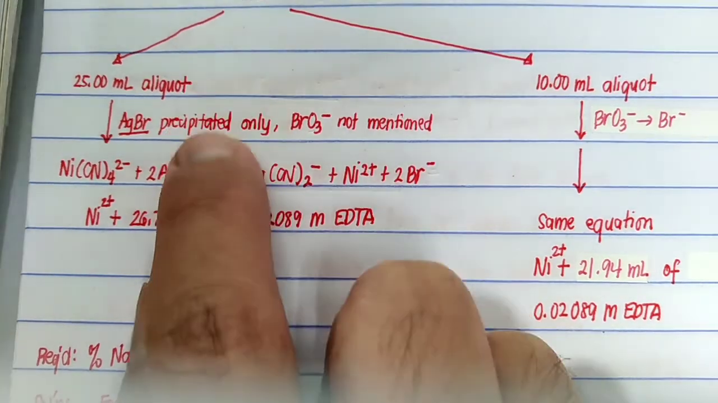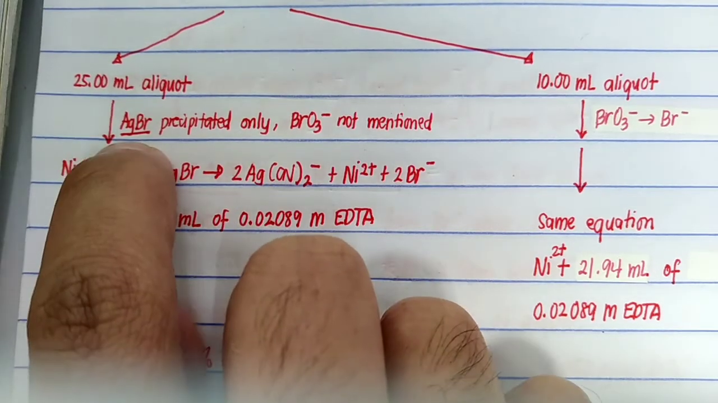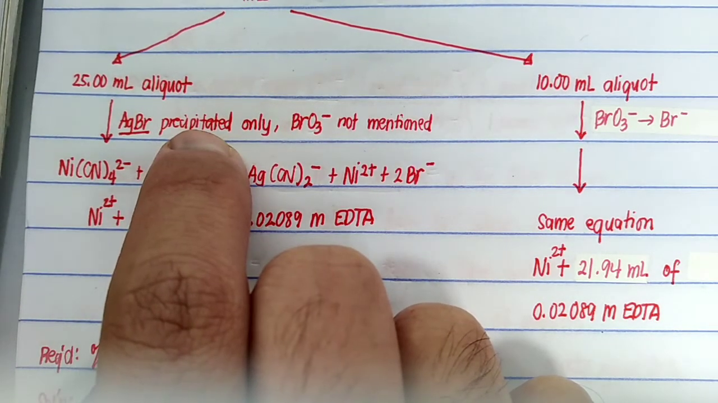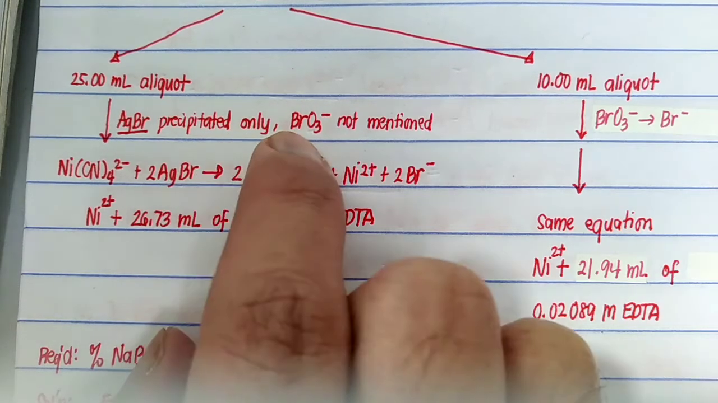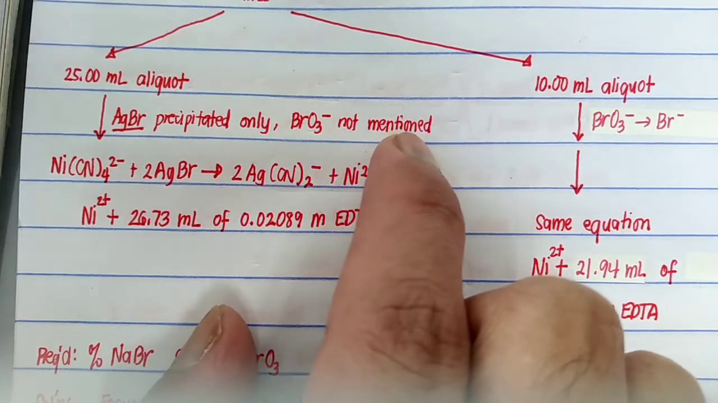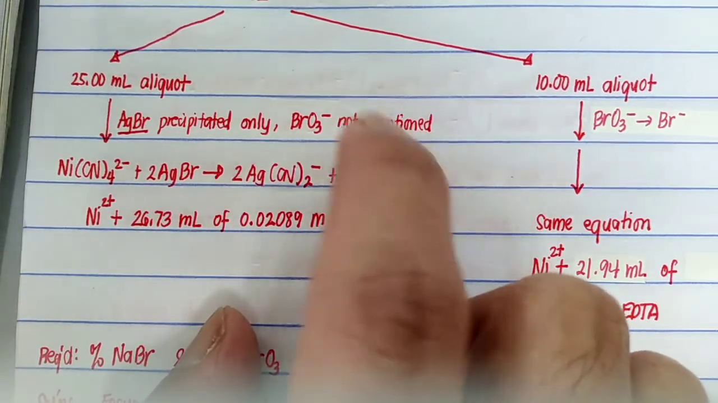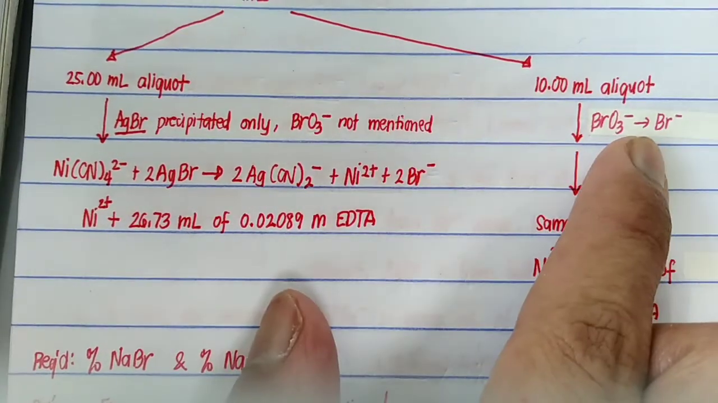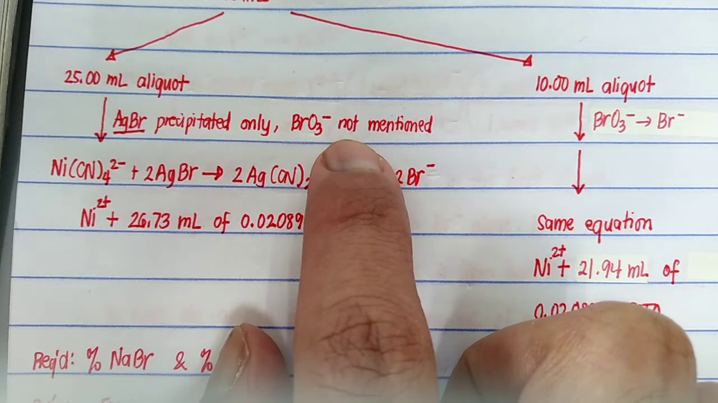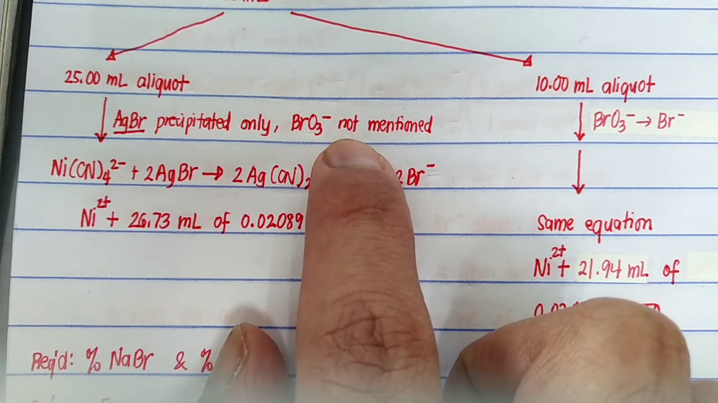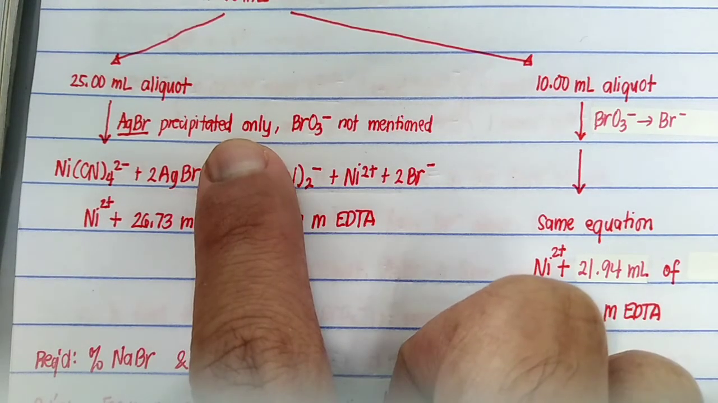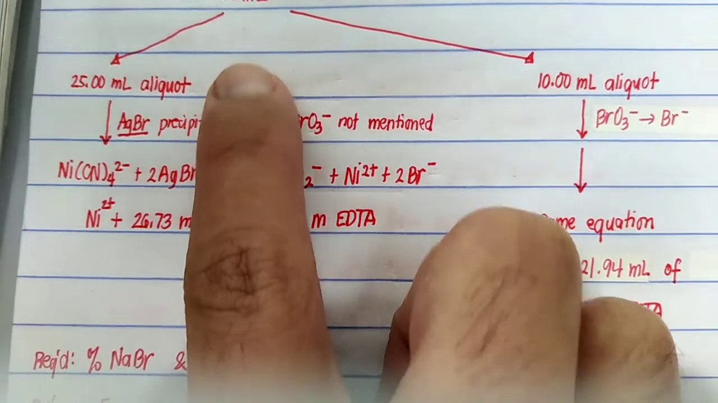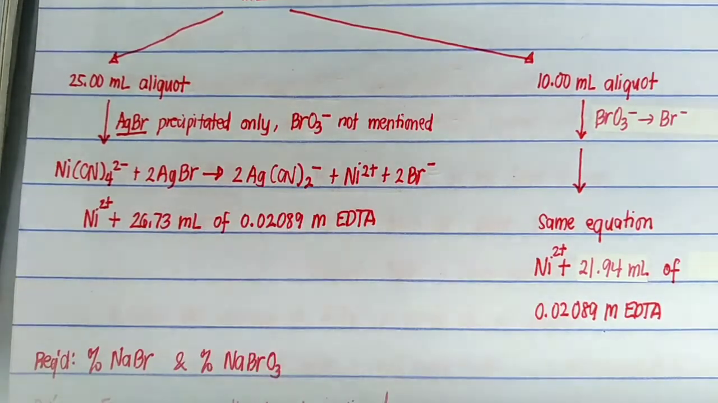It's better to focus in here first because, as I've mentioned earlier, only the bromide is going to be the one that will precipitate in here. The bromate is not mentioned, so therefore it does not come into play yet. The bromate is only important when we come in here. So we like to start off our computation with only one of the analytes present, not with two of them at once. So we want to do this one first.